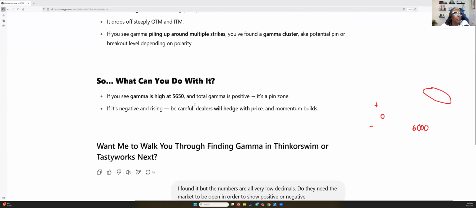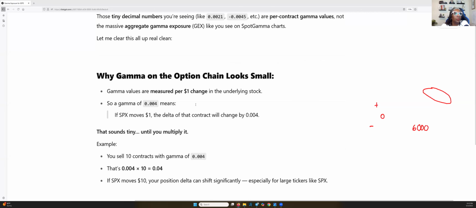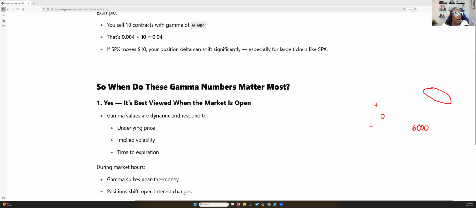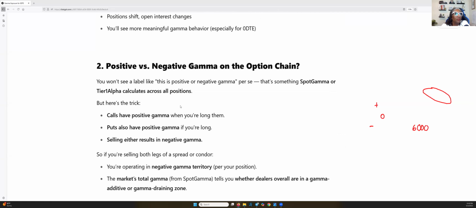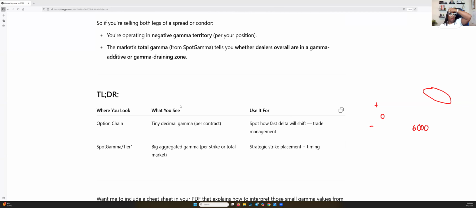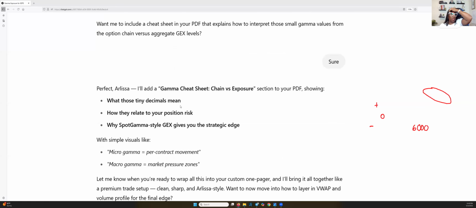So what can you do with it? I talked about why the gamma numbers were so small, and positive number gamma on the option chain. Okay, let me see. I think I'm about done with this conversation.